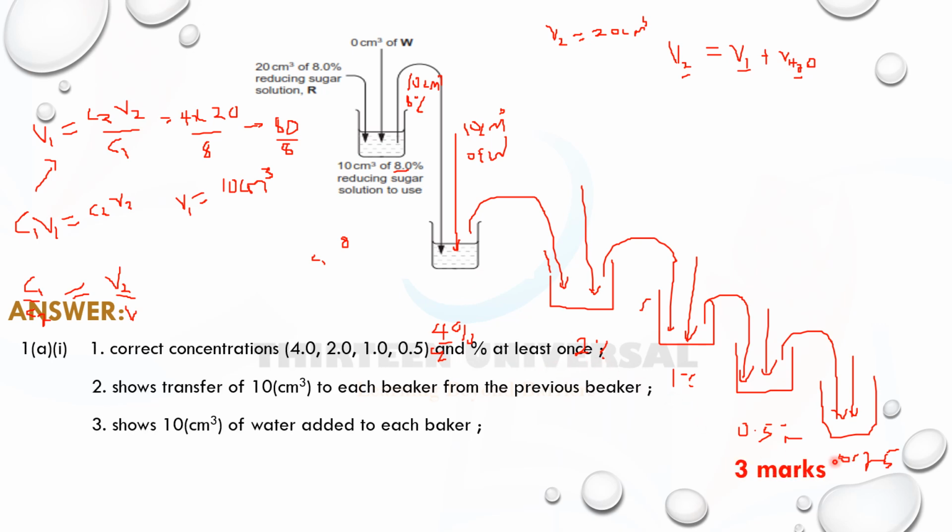All right. So look at it. See what the mark scheme says. Correct concentration: 4%, 2%, 1%. So just 4 is enough. All right. 1, 2, 3, 4. So shows transfer of 10 cm. You have to show transfer of 10 cm cube. All right. Bigger from previous, from here to here. Right, and then from here to here, and then also have to show 10 cm of water that is being added to each beaker. Just 3 marks, guys. That's a lot. All right, let's go to the next question.